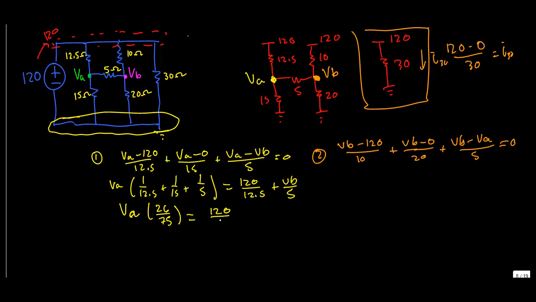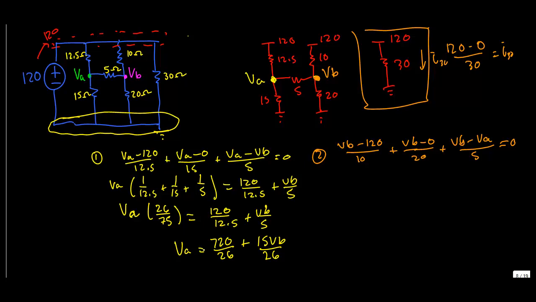So 120 over 12.5 plus VB over 5. If we multiply the right hand side of the equation by 75, 120 divided by 12.5 times 75 is 720. So you get 720 here plus, 75 divided by 5 is 15, so 15 VB. And then we have to divide these by 26 each, and that's what VA equals.